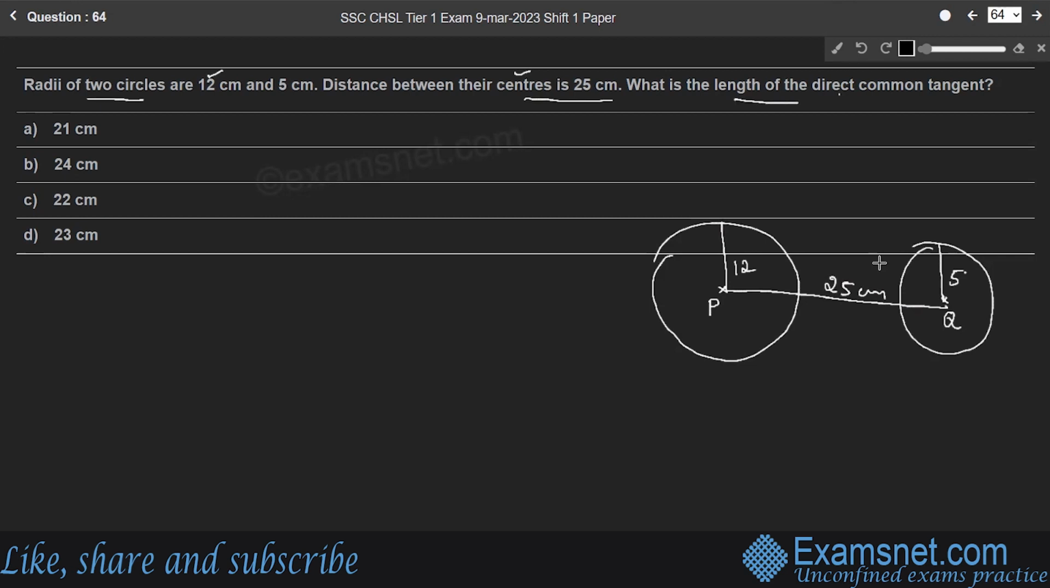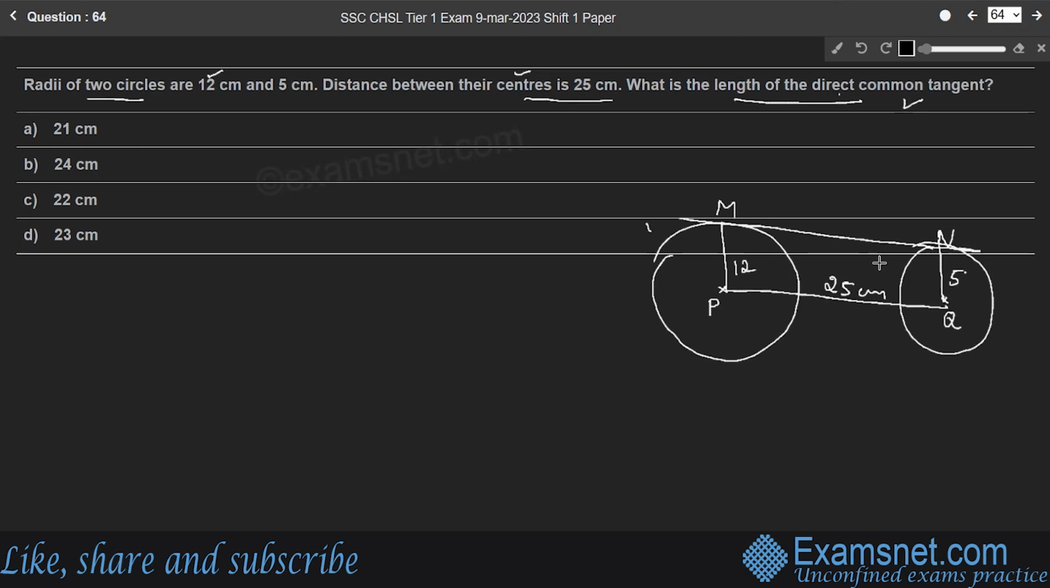Here we need to find the length of the direct common tangent. The direct common tangent is common to both the first and second circle, right? So let MN be the direct common tangent. We need to find the value of MN here, right? Here students, we are using the formula of the direct common tangent.